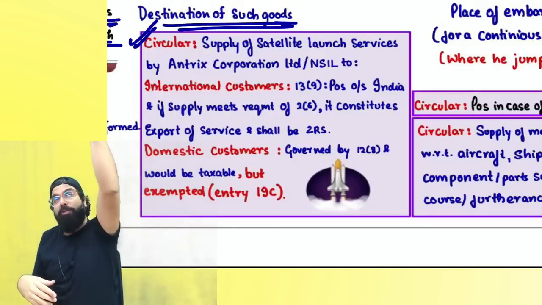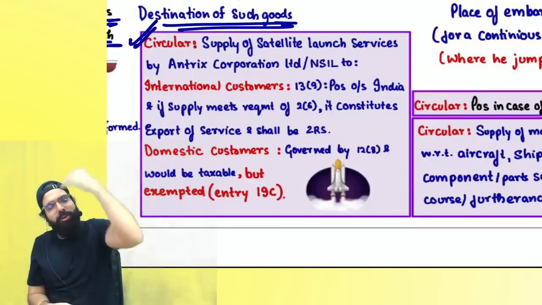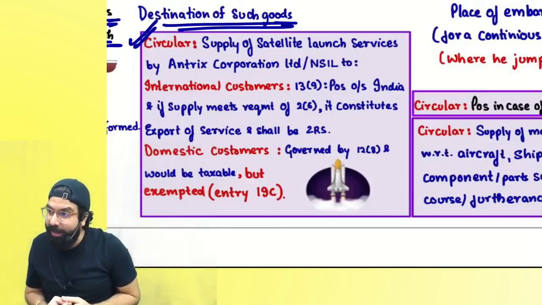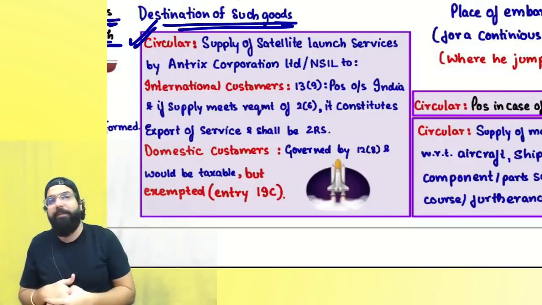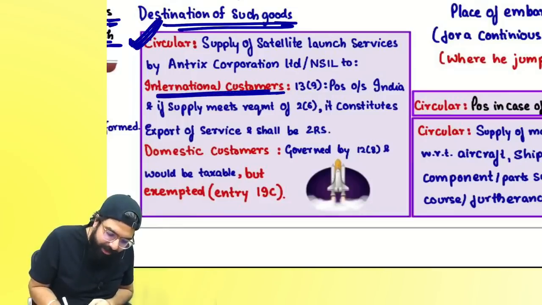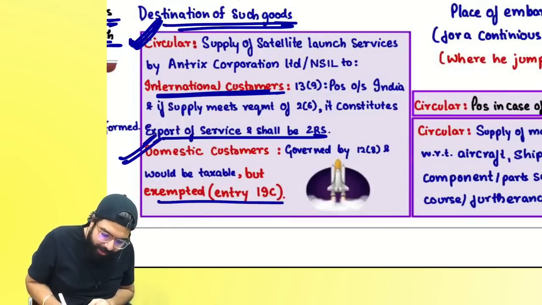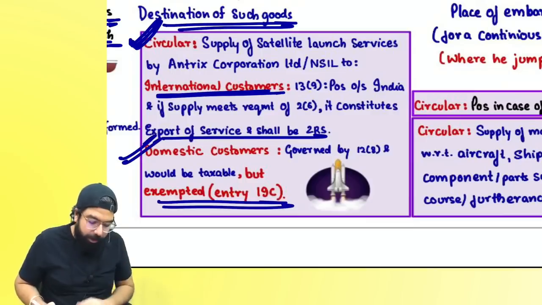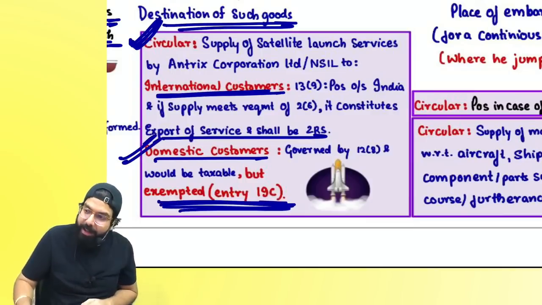But if it is provided to an international customer, the supplier is in India, the recipient is outside India, and the place of supply is outside India. The rocket went to space, which is outside India, and hence it will always be an export of service. The zero rating benefit can be claimed by the supplier. Always remember: satellite launch service, international customer, export of service, zero rated supply; domestic customer, it is always exempted.